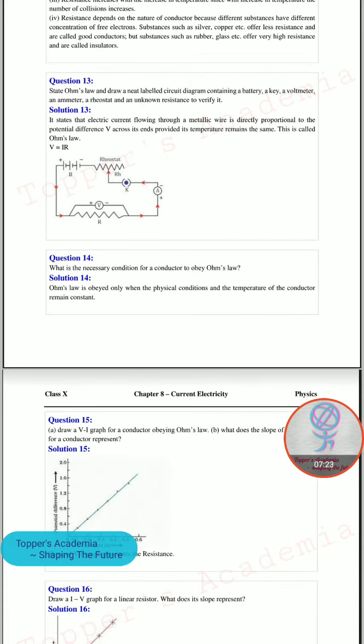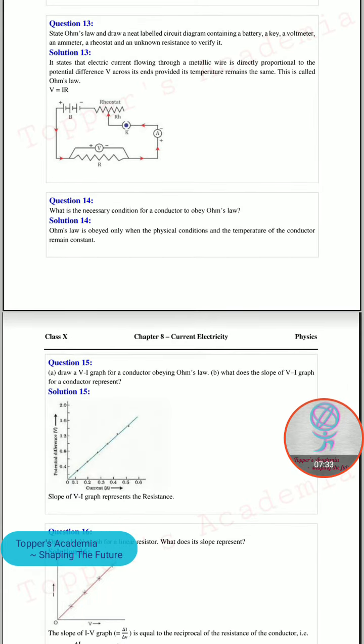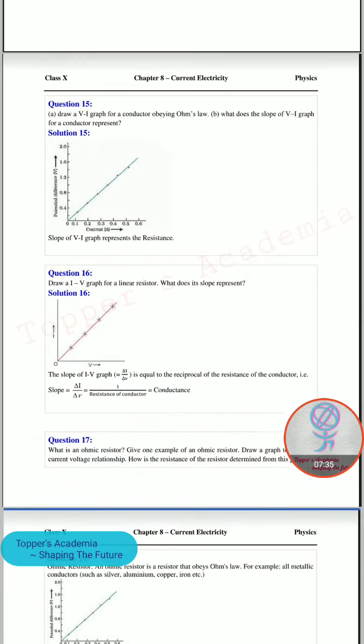Now moving to question number 14. What is the necessary condition for a conductor to obey Ohm's law? The necessary condition is that when the physical conditions and the temperature of the conductor remain constant, then Ohm's law is obeyed.